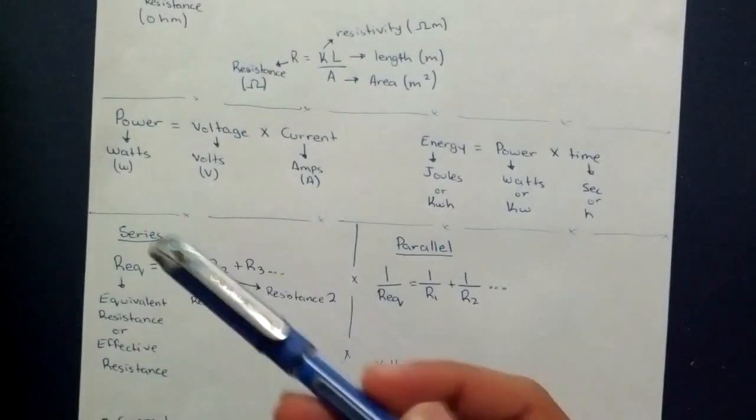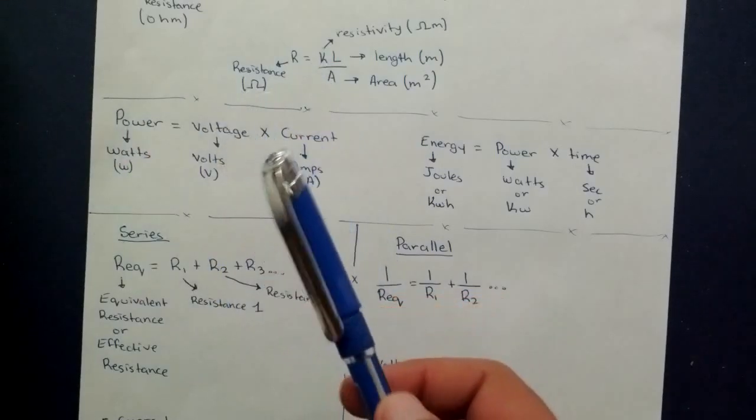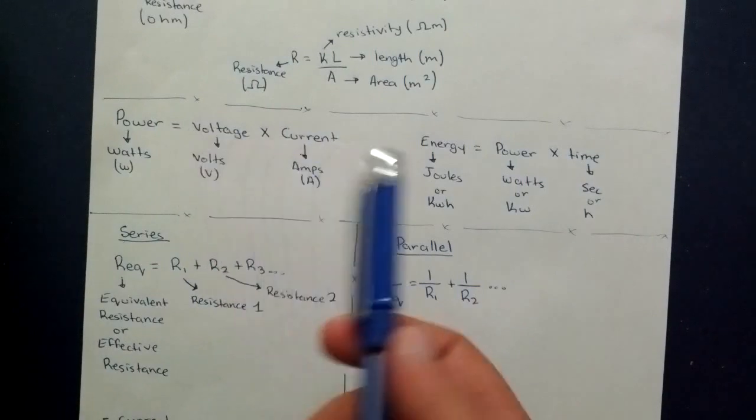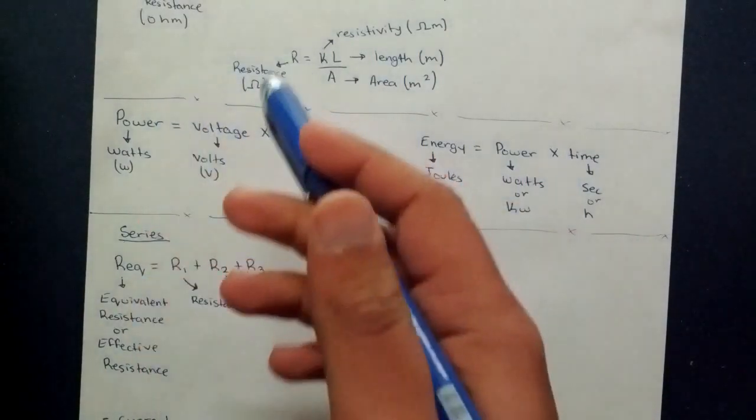And obviously, like always, you need to be given at least two, or have some method of getting two of the variables. And what you need to do is you just find one.